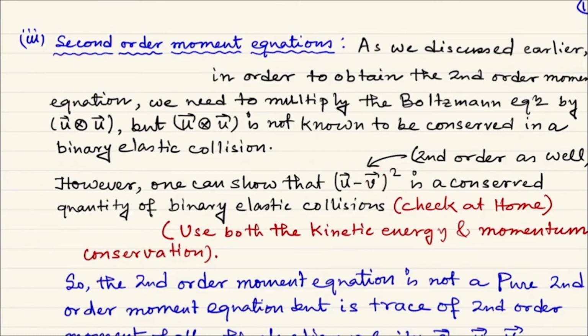So just using all these facts, try to show that (u minus v) whole square is a conserved quantity. If it's a conserved quantity, then we can derive a moment equation. So this is a hybrid moment equation, if we multiply the collisional or collisionless Boltzmann equations by this and then integrate in u space. Once again, as I just said, the second order moment equation is not a pure second order moment equation, but it's the trace of the second order moment of the fluctuation velocity c, which is equal to u minus v. So this is nothing but c square, right?